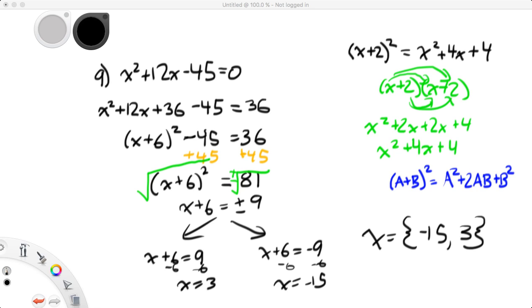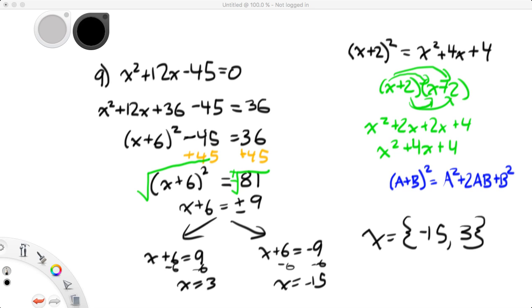And then I'm going to take the square root of both sides because that's how I'm going to get rid of this guy right there, right? This is going to end up being plus or minus the square root because I generally get two answers when I solve a quadratic. So the square root of (x plus 6) squared is just x plus 6. So x plus 6 is equal to plus or minus, and the square root of 81 is 9. This gives me two equations to solve now.